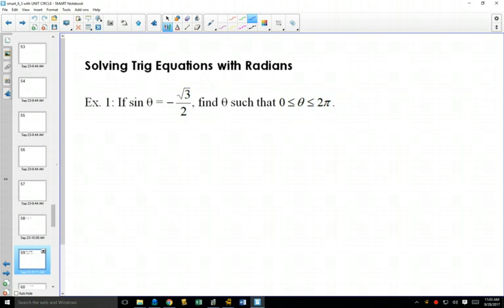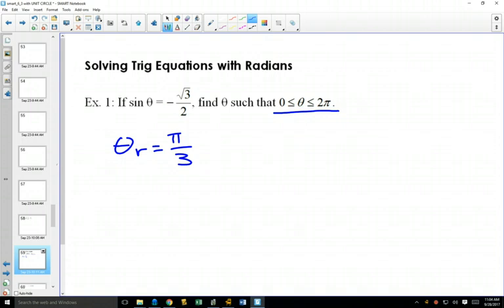Is root 3 over 2 ever the y coordinate on your unit circle? Yes. What family is that in? 60 degrees or pi over 3. So right away, we know that our reference angle, and since this is in radians, we'll write all of our answers in radians, is pi over 3.